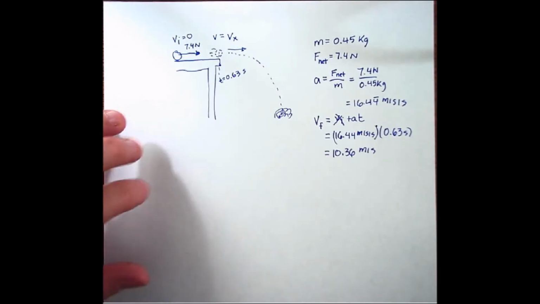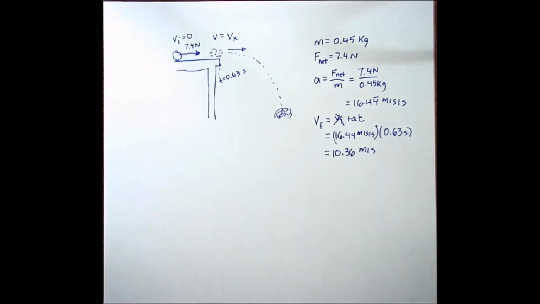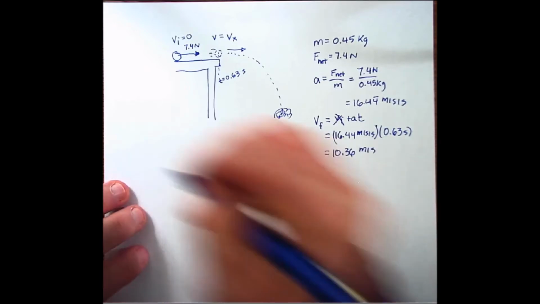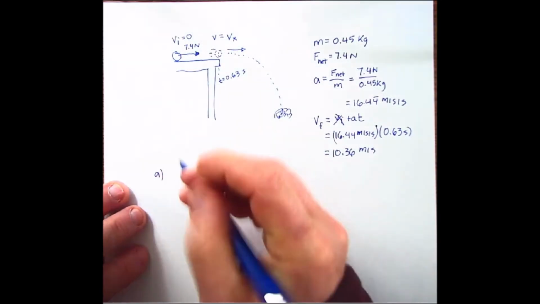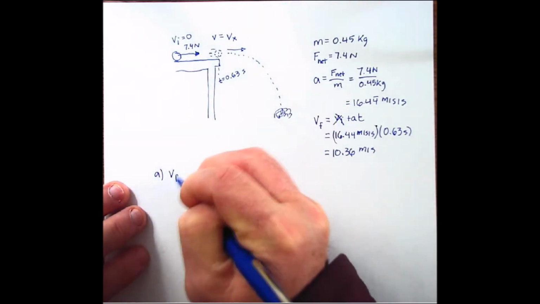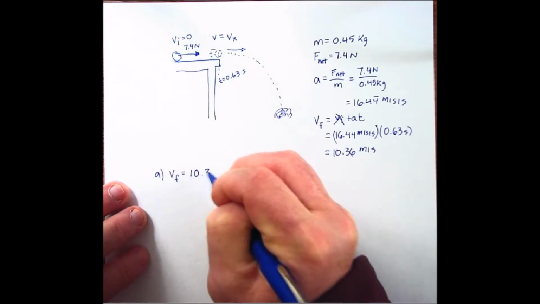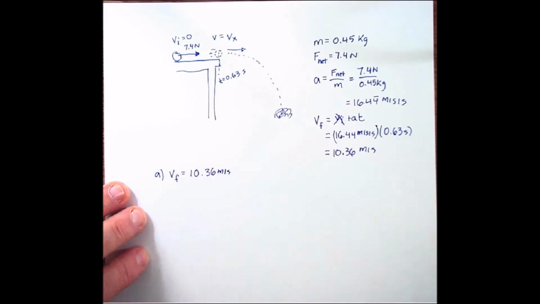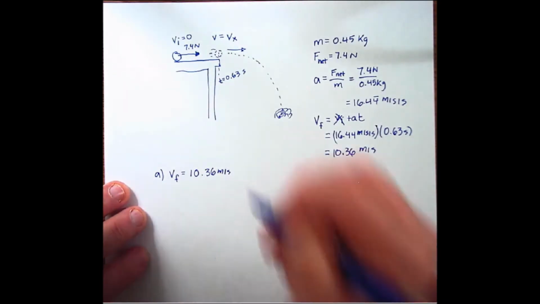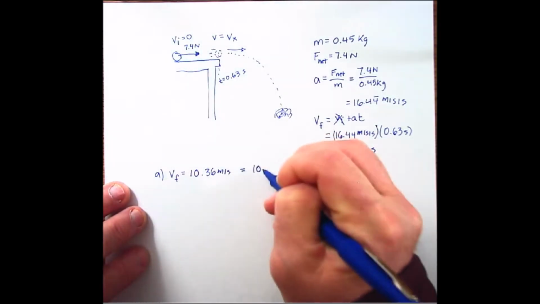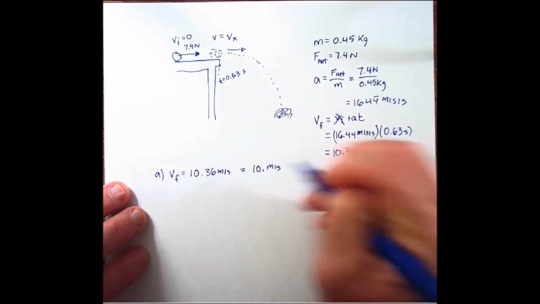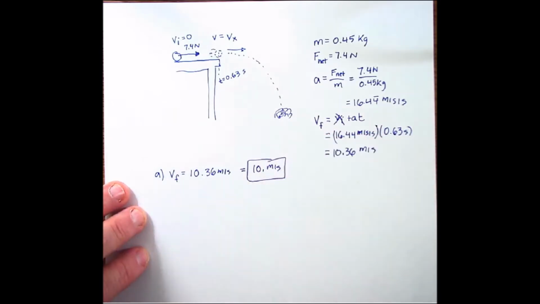So before I go to, well, actually, I'm sorry, that's just the answer to letter A. Letter A says, what is the velocity as it leaves the table? That velocity will be 10.36 meters per second. This answer only has 2 sig figs in it based on the numbers that I used. So this is going to be 10 meters per second. That's my answer for that first question.